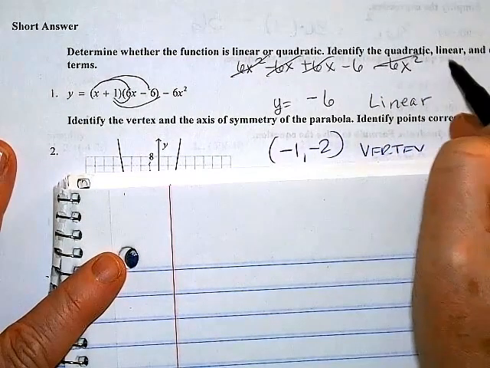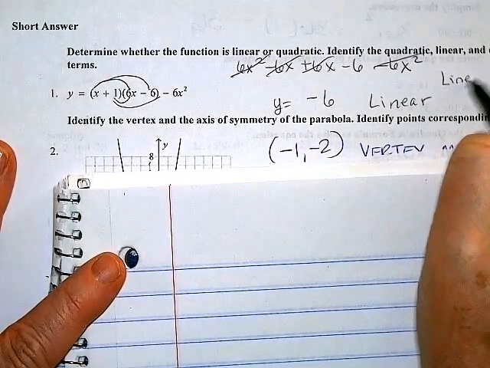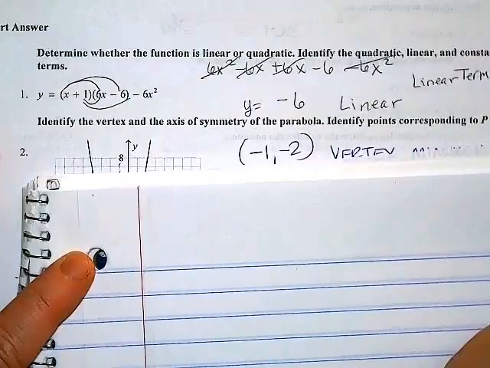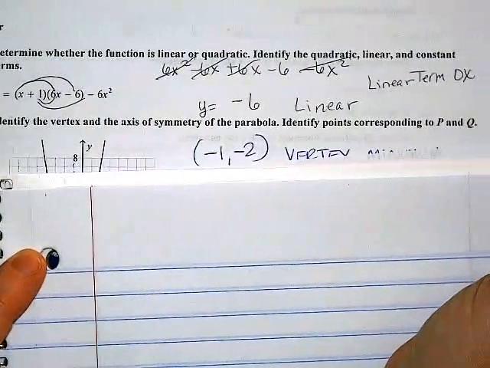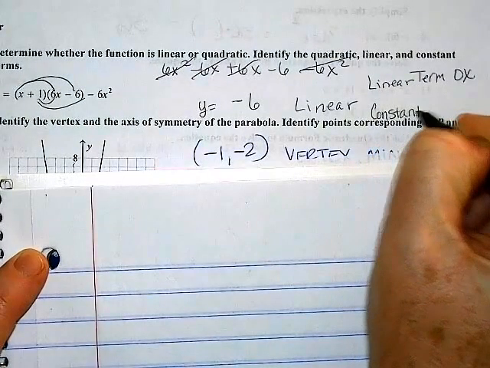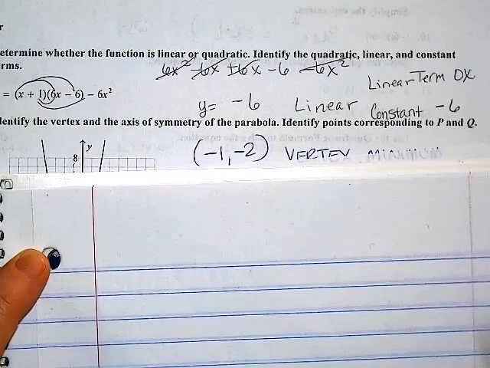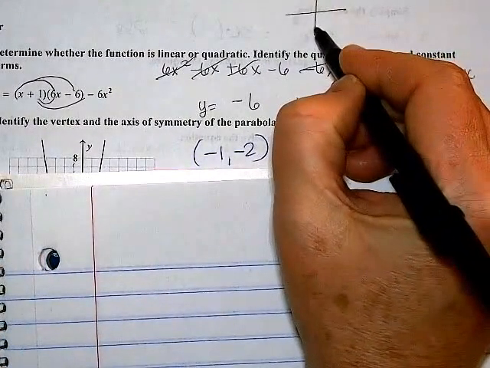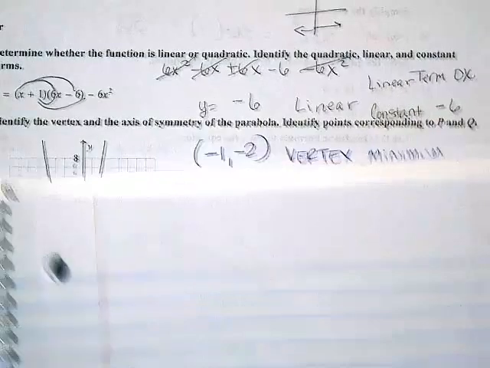The linear term is 0x. And the constant is negative 6. If you graphed this, it would be at negative 6. It would be a line going that direction.